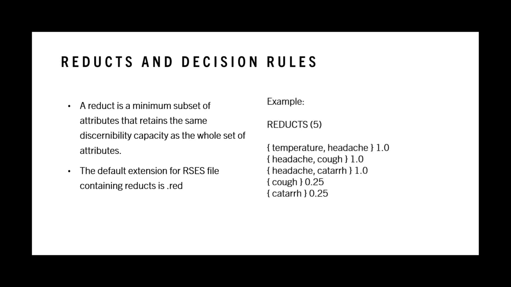In this example, we see that there are 5 reducts and each description of each reduct is disclosed in between the flower braces and a number preceding it. The number represents the positive region. In this first row, we see that our reduct contains two attributes, temperature and headache. The value of the positive region being 1.0 means that the reduced table with the original decision attribute added is consistent and it has no discrepancies.